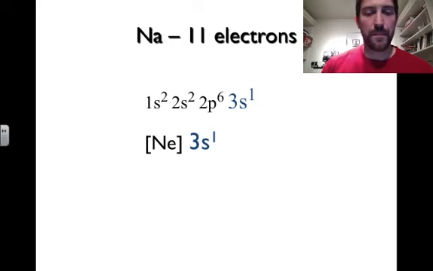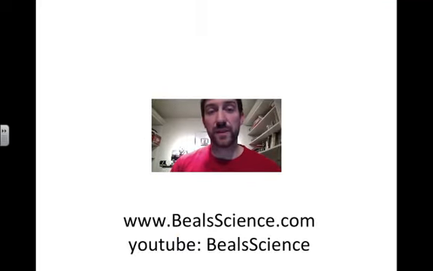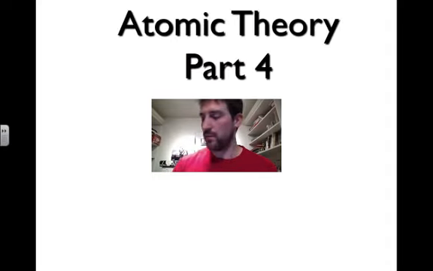So this is noble gas configuration. In the next section, we'll look at Lewis dot structures, also called electron dot structures. So look for activity or part 4.